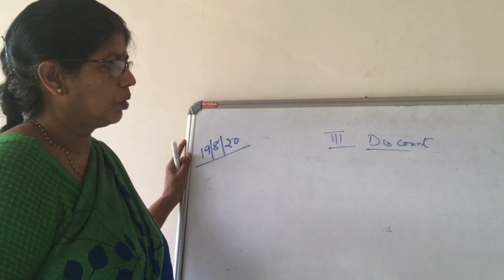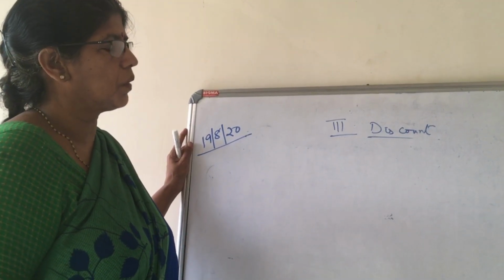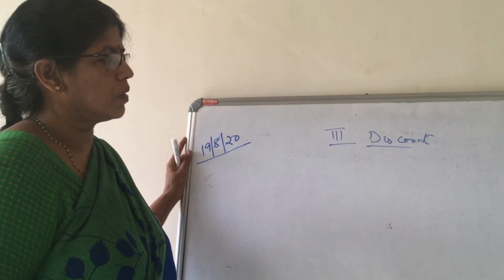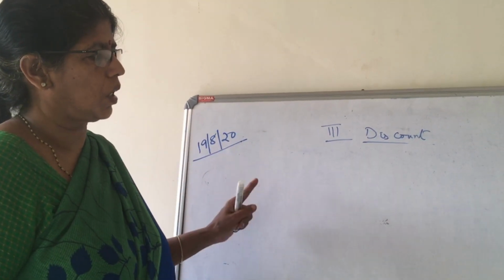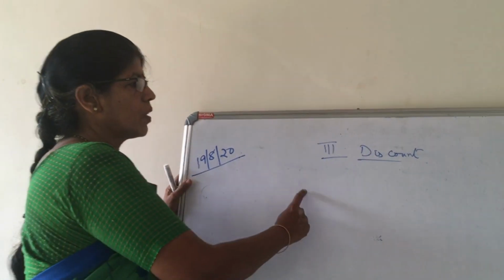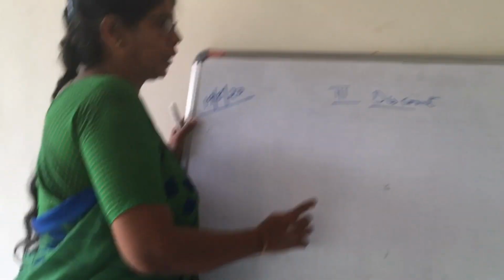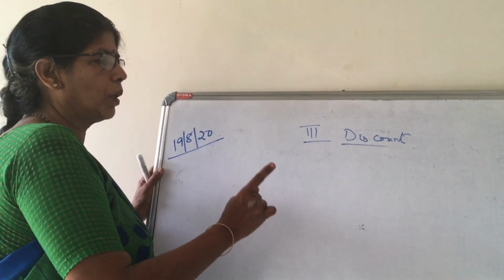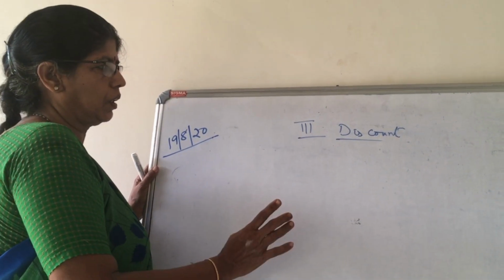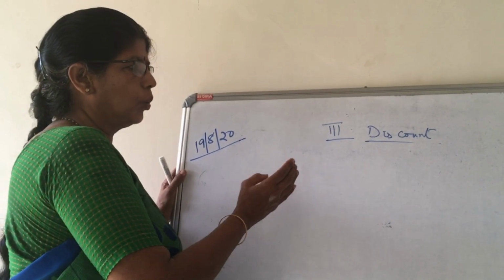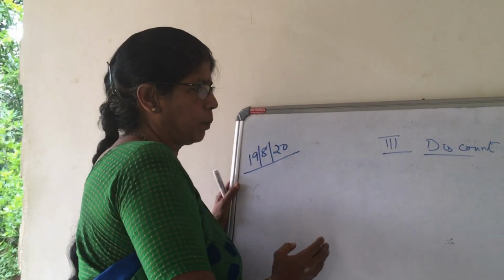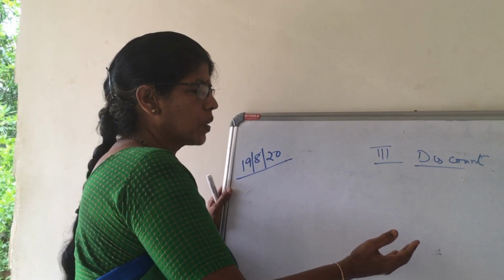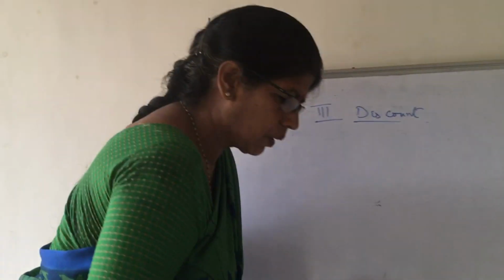Discount is the reduction given on the mark price. It is the mark price on which you are going to get the discount. Discount is equal to MP minus SP. Discount percent is discount by MP into 100%. And similarly, we know the formulas for MP and SP. In today's class, children, we shall do the sums in the topic discount.